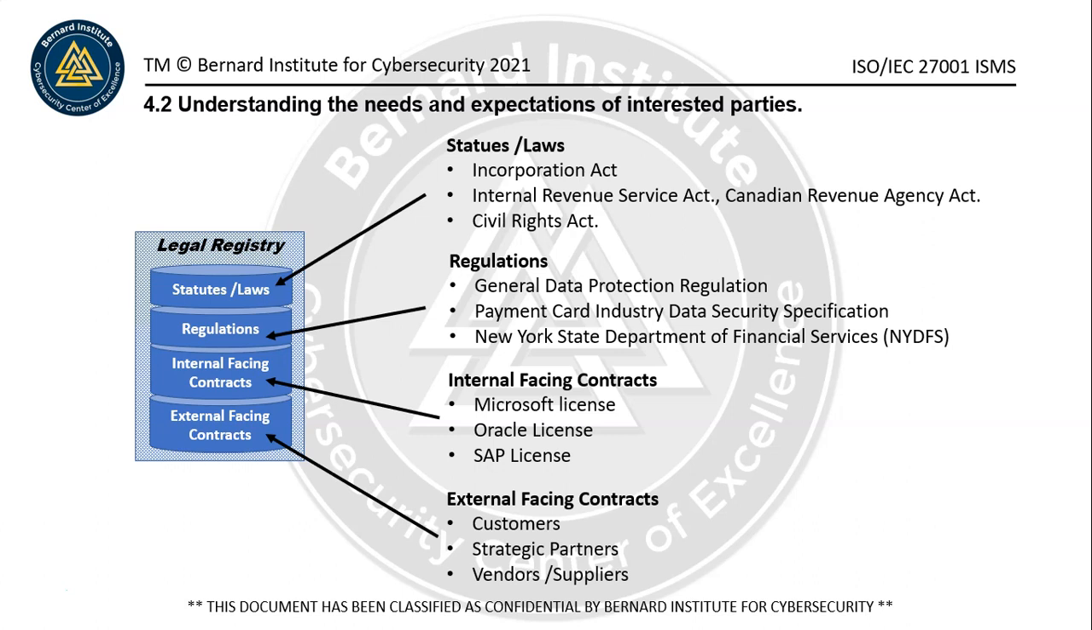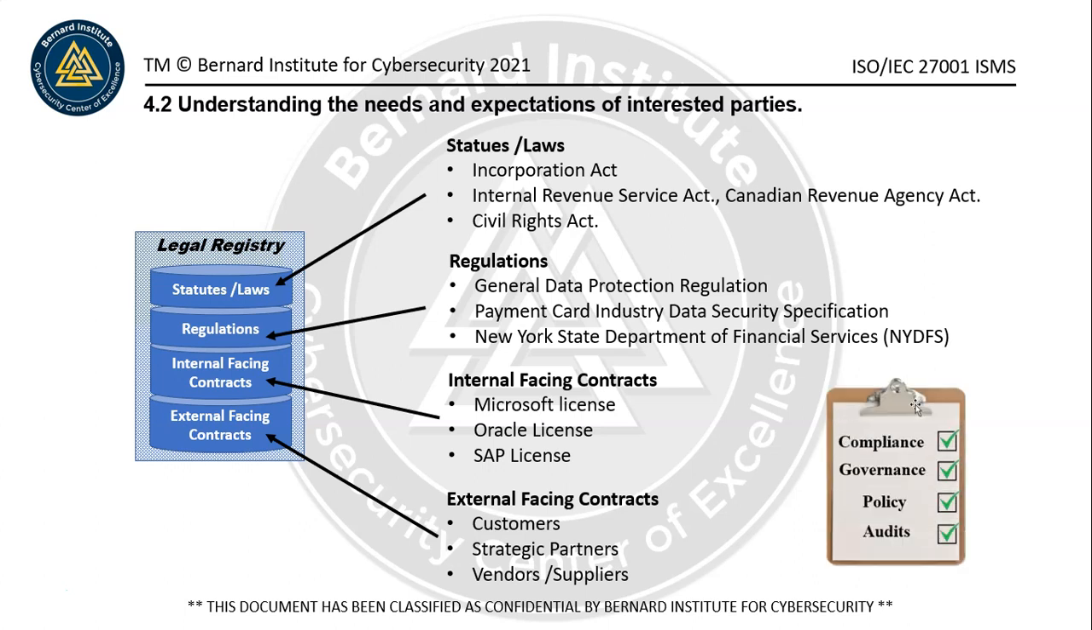Now, external facing contracts include customers, strategic partners, vendors, and suppliers. And customers, strategic partners, and vendors and suppliers almost certainly have an interest in what we're doing. And not only that, because these are external facing contracts, we do have some serious obligations that we need to follow. They probably have some compliance requirements.